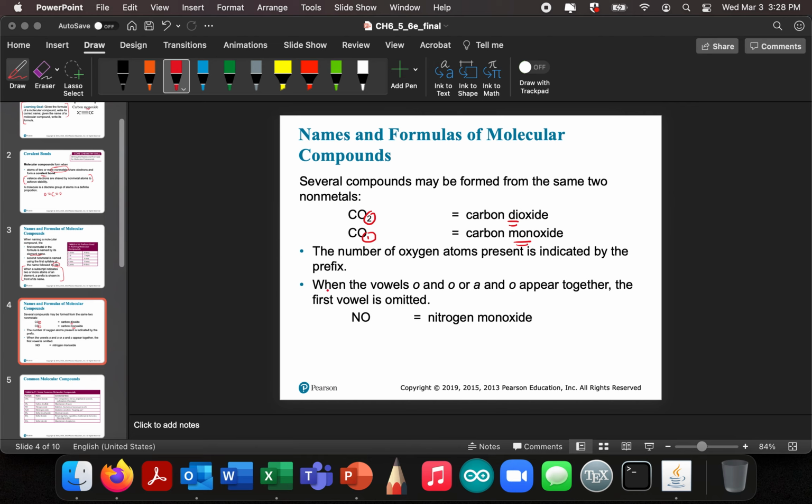Now, it's important to appreciate that when the vowels O and O or A and O appear together, the first vowel is omitted. So, for example, I might have said mono-oxide, right? But I've got two O's together, and so I get rid of that. So I say monoxide, right? Carbon monoxide, not carbon mono-oxide.